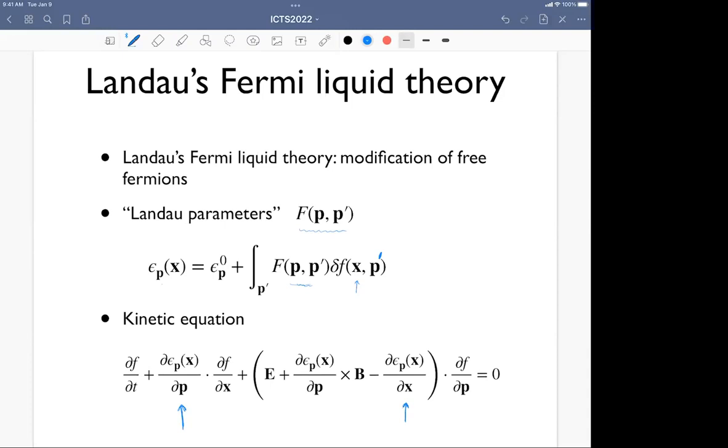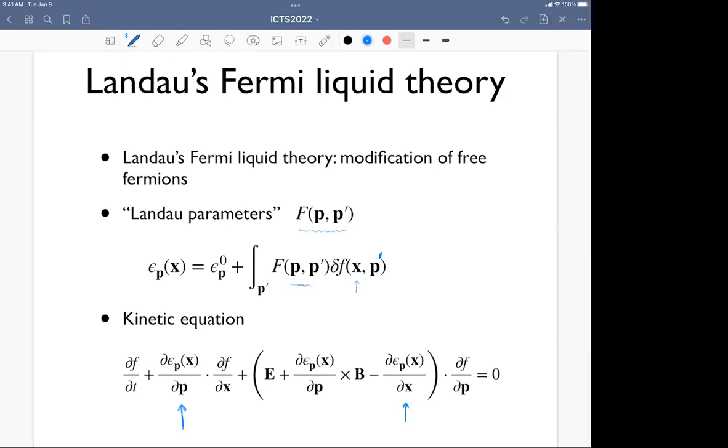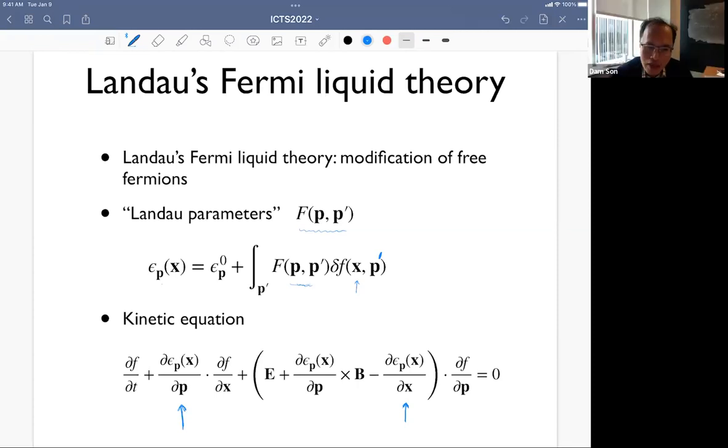Can I ask a question? Yeah. So this F of p prime is supposed to be independent of the particular distribution or the temperature? I wanted to know what it is supposed to really be a function of.